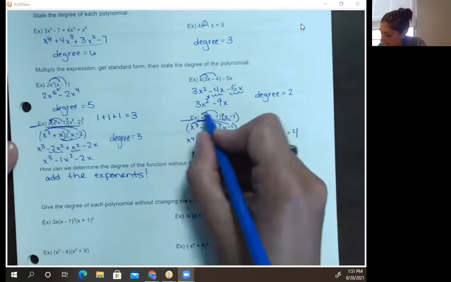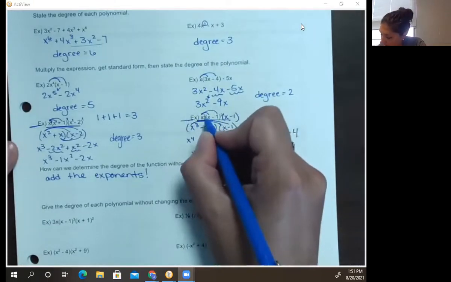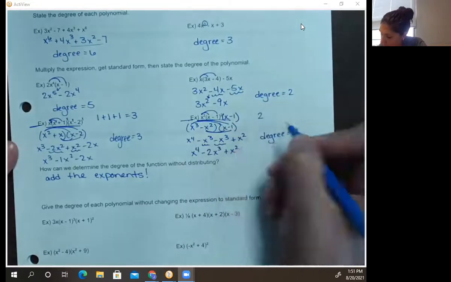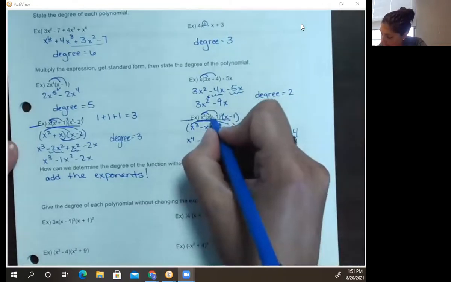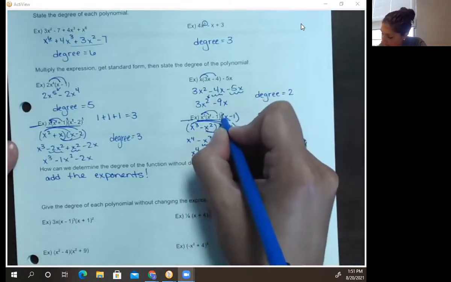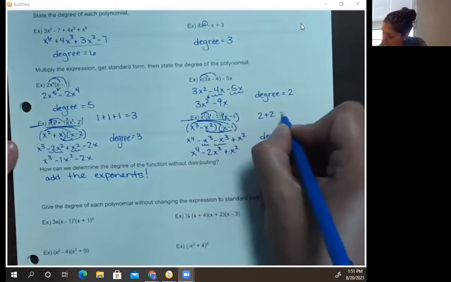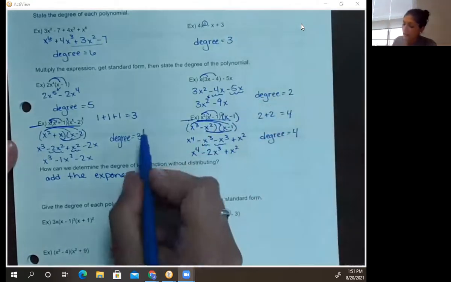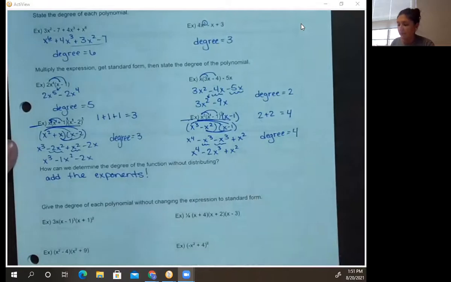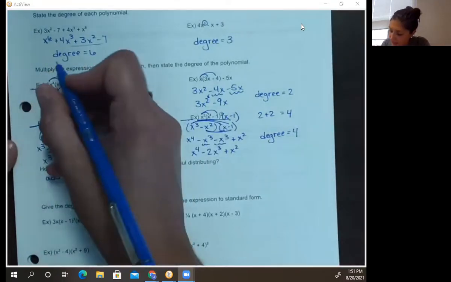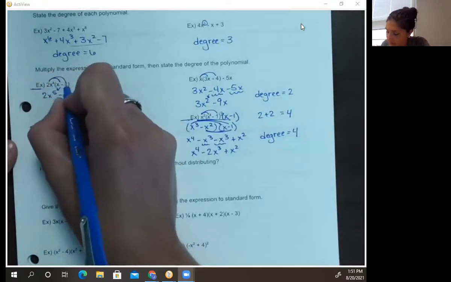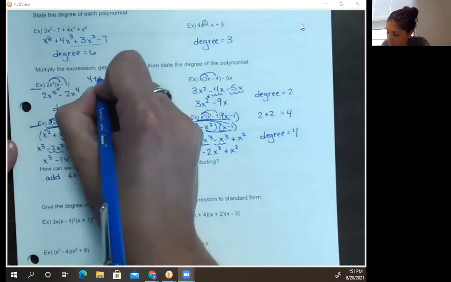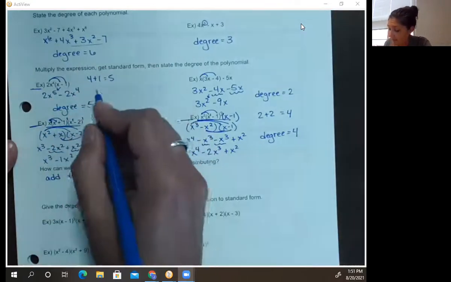For my other problem here, I've got a degree of 2. And then I would just have 1 here, but I had the 2 on the outside. 2 times 1 is 2. So a degree of 4. That matches what we got when we distributed. That would also work for this guy. I have an exponent of 4 and then an exponent of 1. 4 plus 1 gives me a degree of 5.